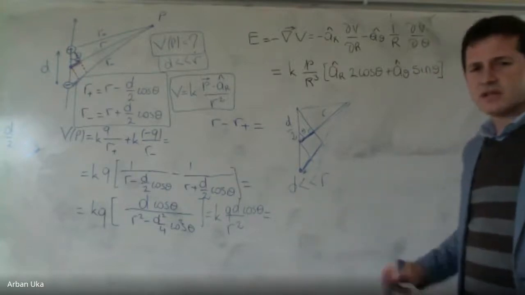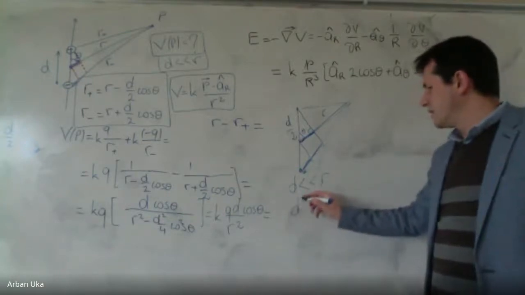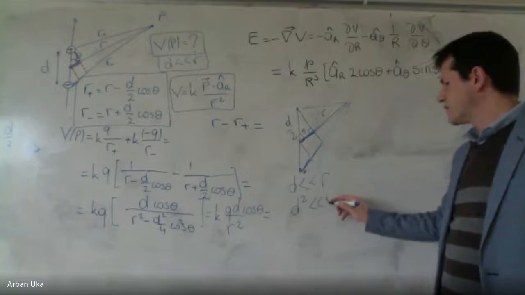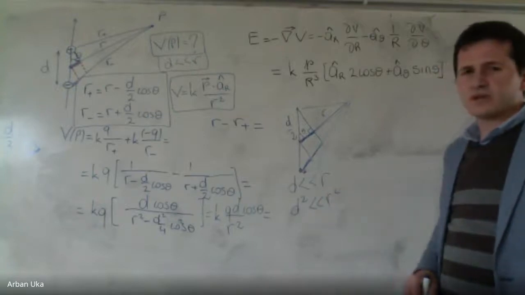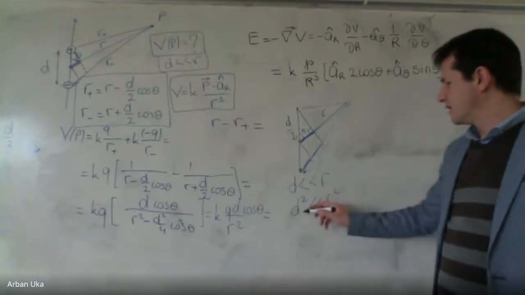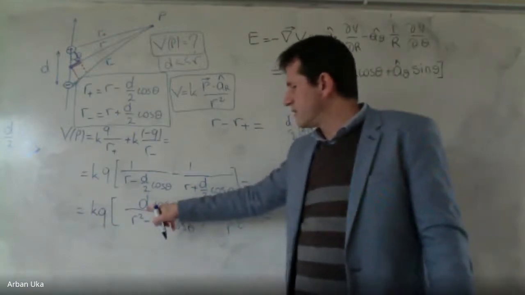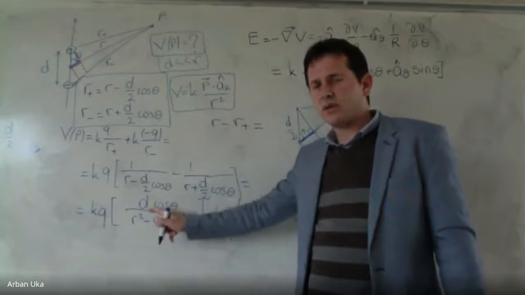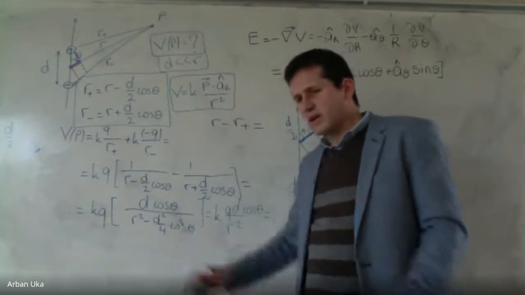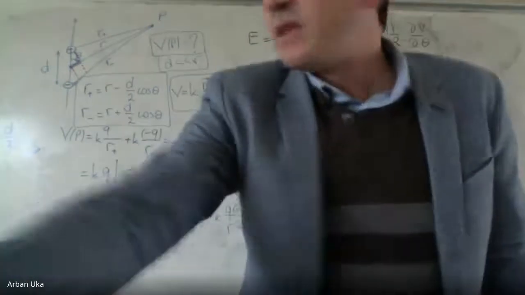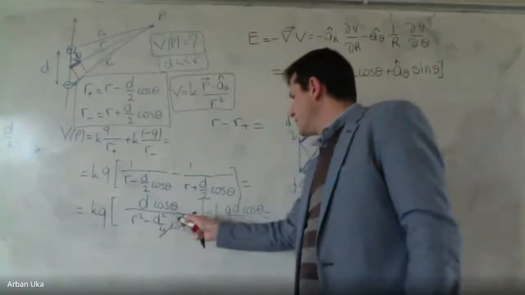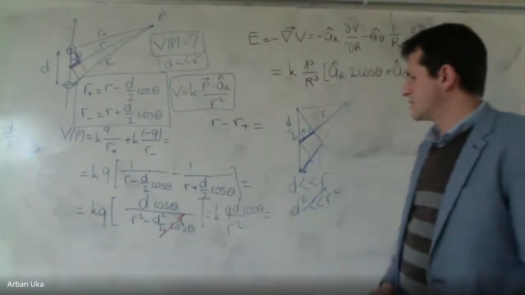If this is the case, then d squared is similarly much smaller than r squared, which is completely negligible. So terms with d to the power 1 can survive. We cannot cancel them out, right? But anything which is d squared can be completely taken away, and we're left with this term.